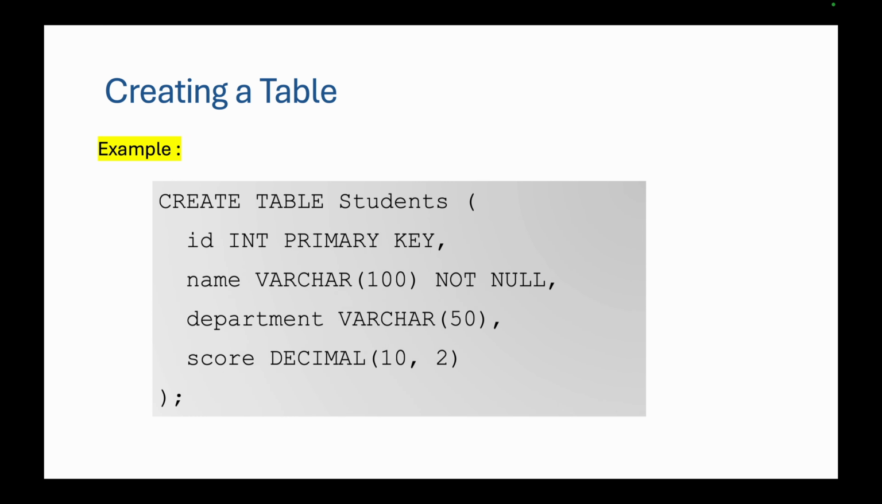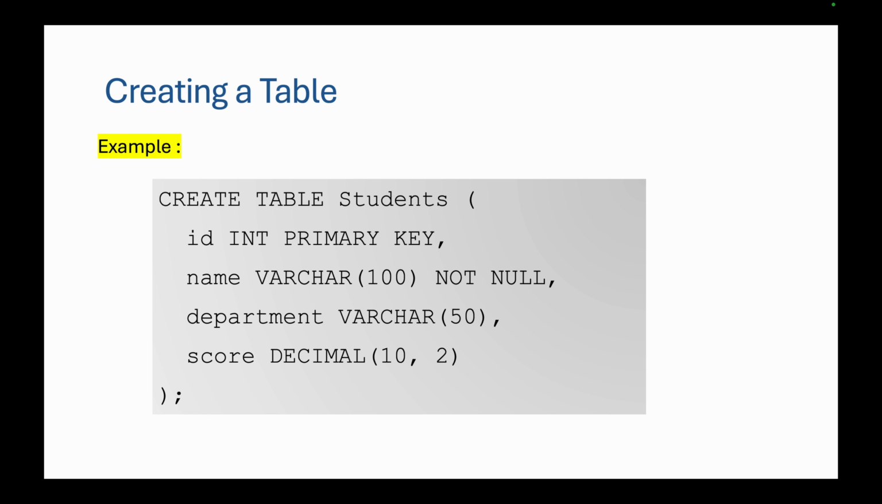Creating a table. Now let's see how to create a table with a SQL command. Here we have our example. Now let's see how each line of the code operates. Create table students means we are making a table in the students database, and inside this parenthesis we define columns. So here we can see int, varchar and decimal. So these are to define the data types. We will discuss this more in detail later on.